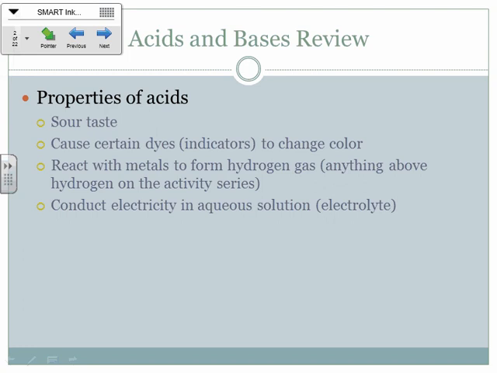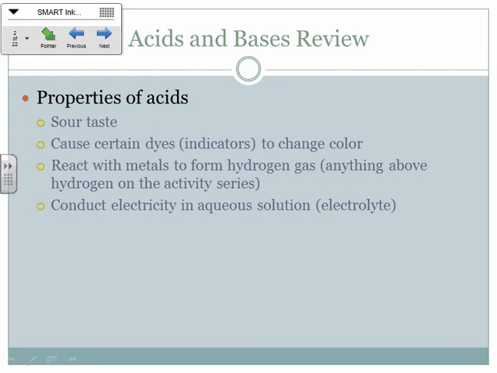So first of all, properties of an acid. You may or may not know some of this stuff. Acids tend to have a sour taste. So you think about some of the common acids that we eat, vinegar or citric acid that's in fruits, that sort of thing. That's kind of what gives it that sour taste, is the acid itself.